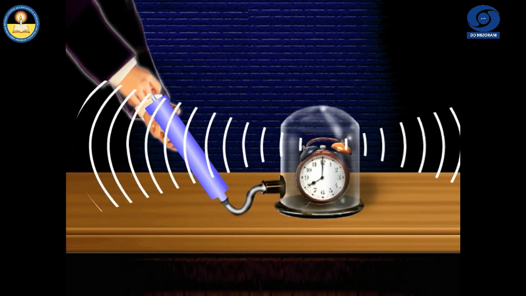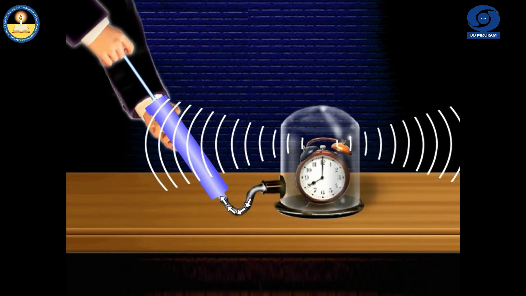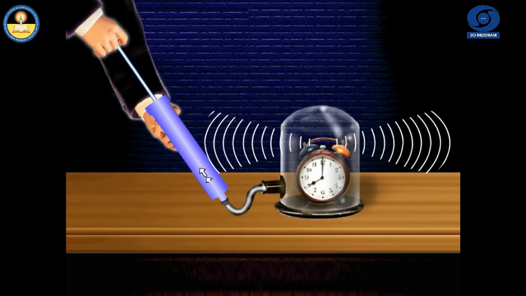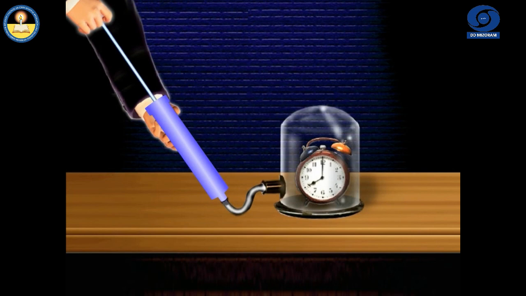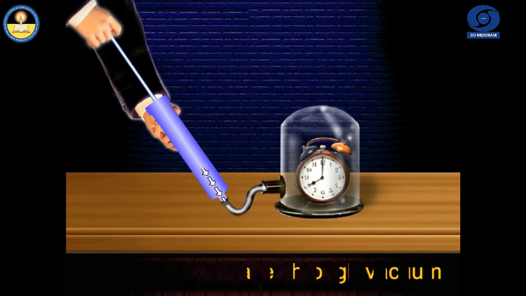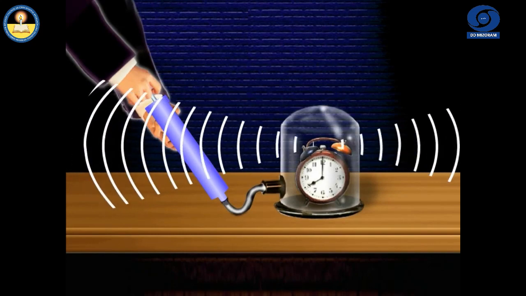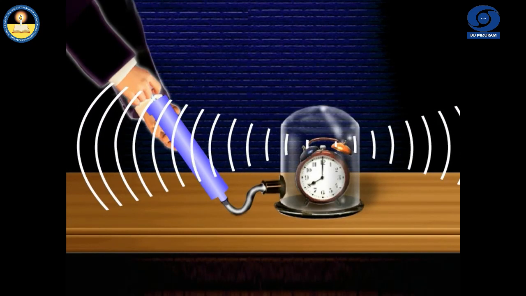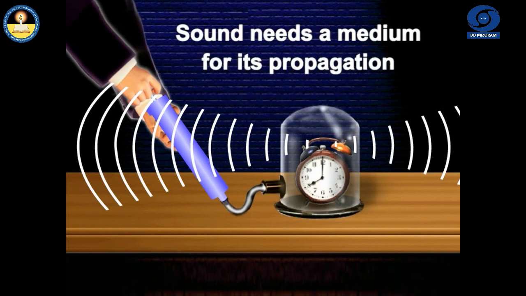Now, if we gradually exhaust the air out of the bell jar through a pump, a partial vacuum is created in it and the audibility of the sound decreases. This shows that sound cannot travel through vacuum. The sound comes back if the air is pumped in again. This simply proves that sound needs a medium for its propagation.